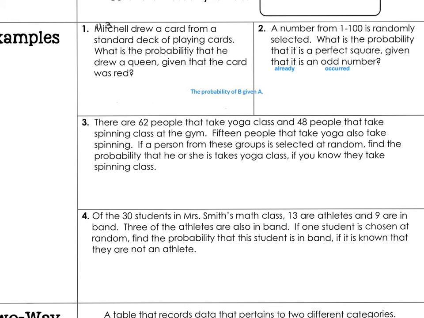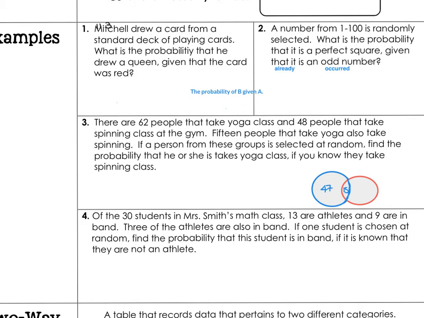Okay, let's look at number 3. You do have to read these very carefully. There's 62 people that take yoga class and 48 people that take spinning class at the gym. 15 people that take yoga also take spinning. So if I were to set this up, I like to set this up in a Venn diagram. I know 15 people do both. So I subtract 15 from 62. I have 47 people who only do yoga, but not both.